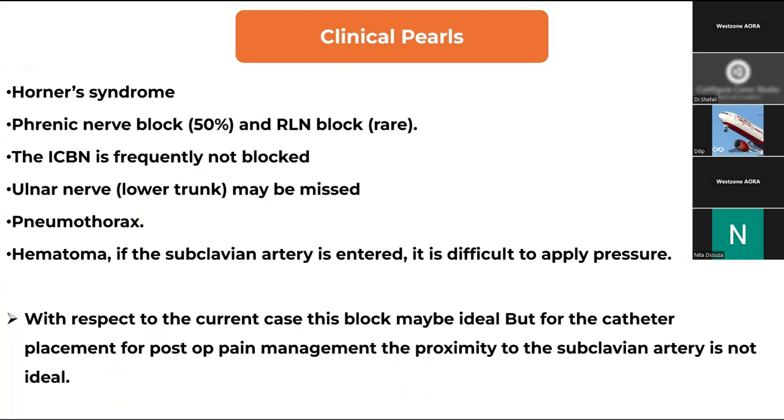Again, this block also carries the similar risk of Horner syndrome and phrenic nerve blockade. The ICBN is not involved, or might not be blocked. The ulnar nerve may be missed in this case, and a risk of pneumothorax still exists. With respect to our current case, this block may be ideal, but for catheter placement and for post-op pain management, the proximity of the subclavian artery is not ideal.